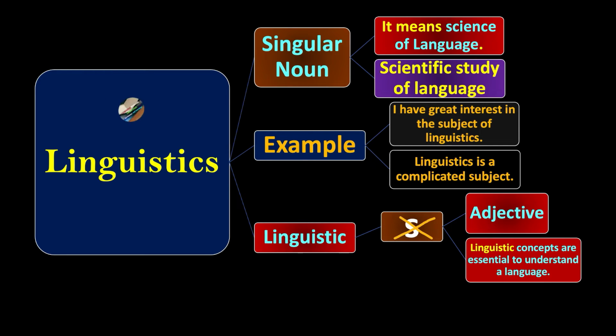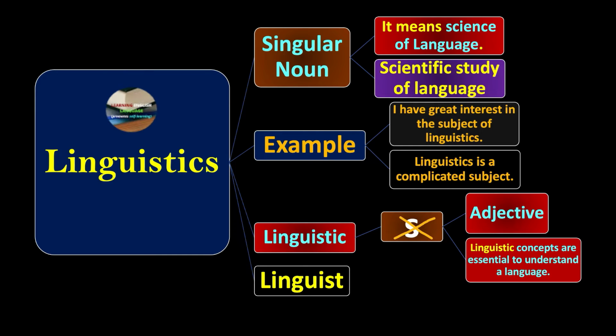So look at the difference with the sound S at the end. When you add the sound S, linguistics, it's a singular noun. When you remove the sound S, it is the adjective of linguistics, that is to say, linguistic. Many students make a mistake in pronouncing this word. We have another word, linguist. It's a noun, but it refers to a person who studies linguistics.